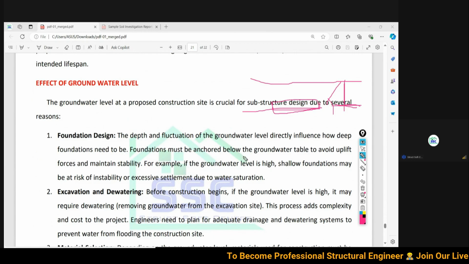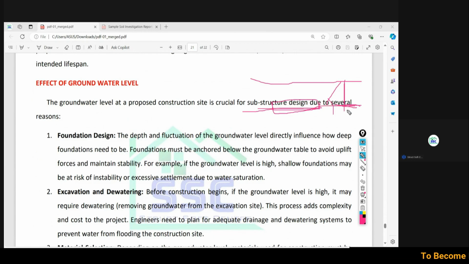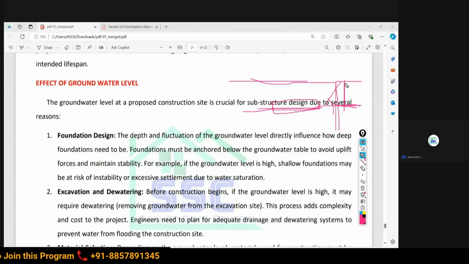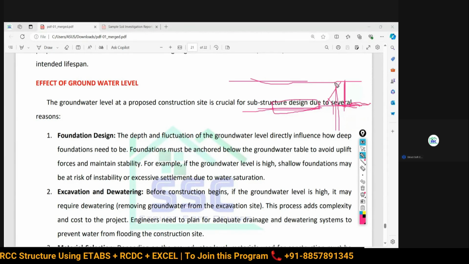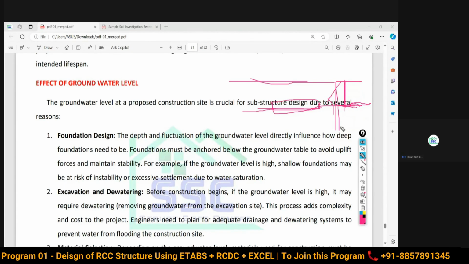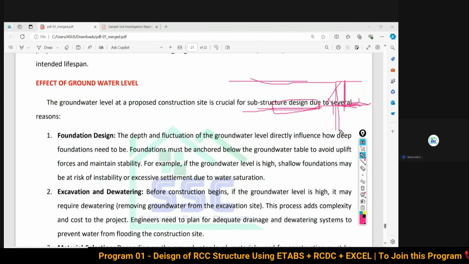That is one challenge, which increases the cost of the substructure. Foundation must be anchored below the groundwater table. So if the water table is near the ground surface, geotechnical engineers suggest taking the foundation depth to a greater depth below the groundwater level, so that it is not going to impact your foundation.